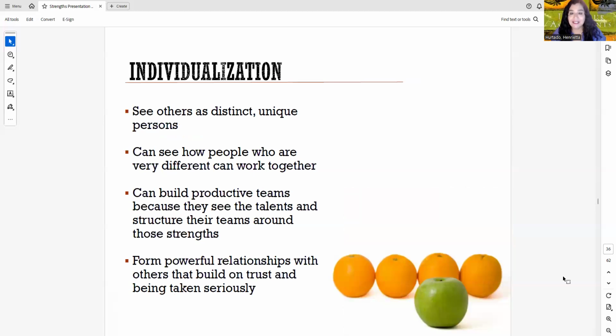Individualization. You see others as distinct, unique persons. You can see how people who are very different can work together. You can build productive teams because you see the talents and structure your teams around those strengths. You form powerful relationships with others that build on trust, and you like being taken seriously.